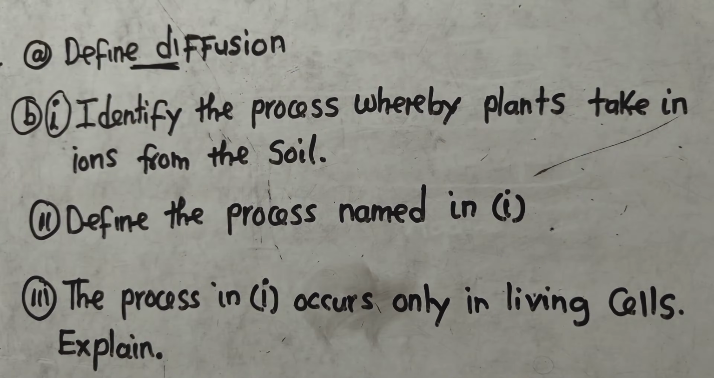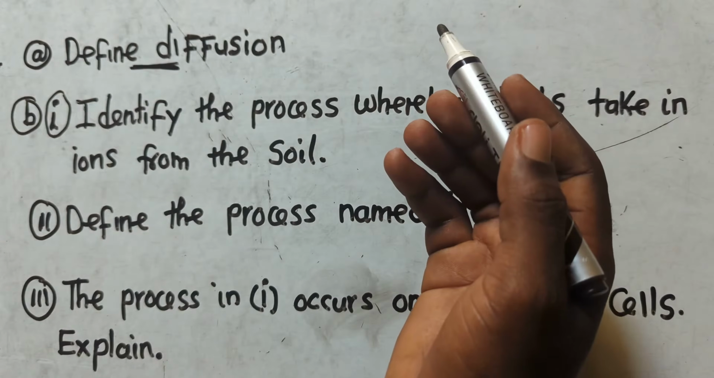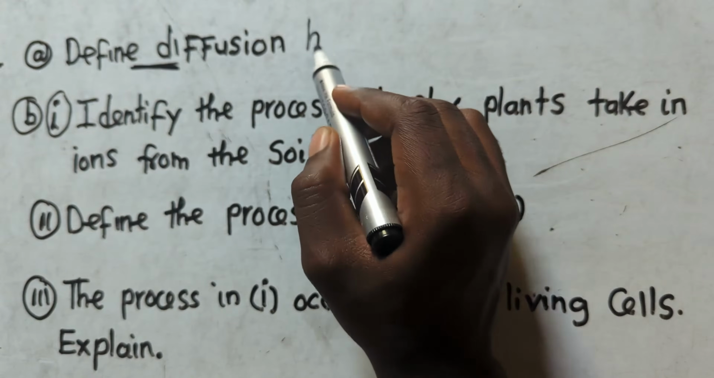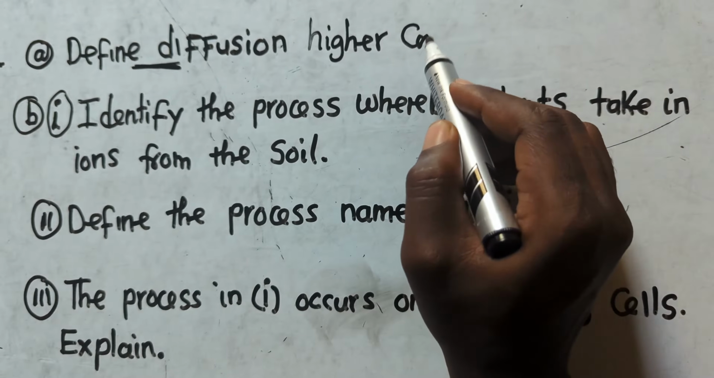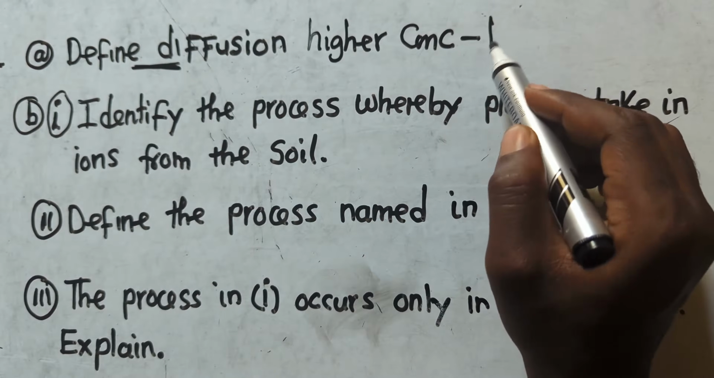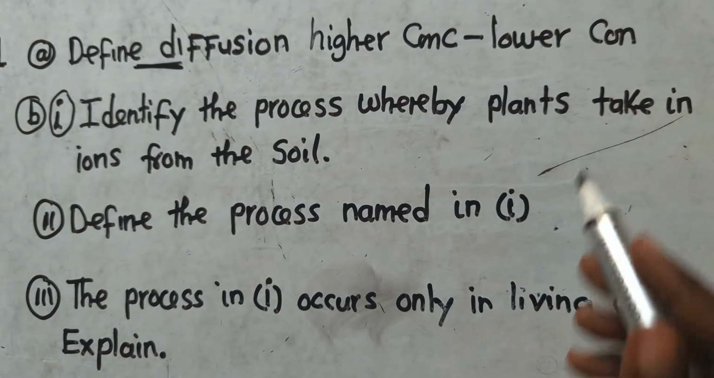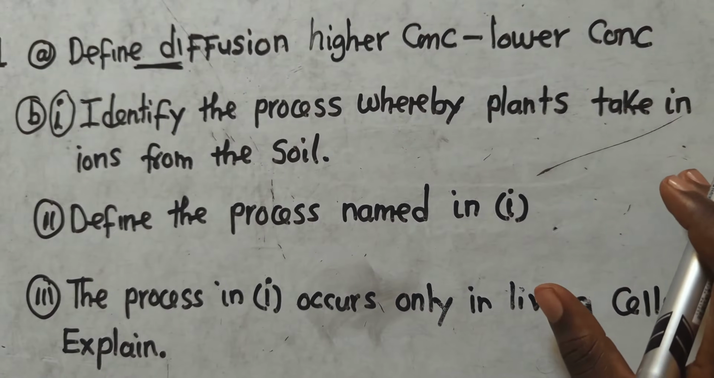This one is very simple. Those of you that do chemistry, physics, you are able to answer this one. Just the same definition, where we say diffusion is the process or the movement of particles from a region of higher concentration to a region of lower concentration across a concentration gradient. This is what you are supposed to know and understand.